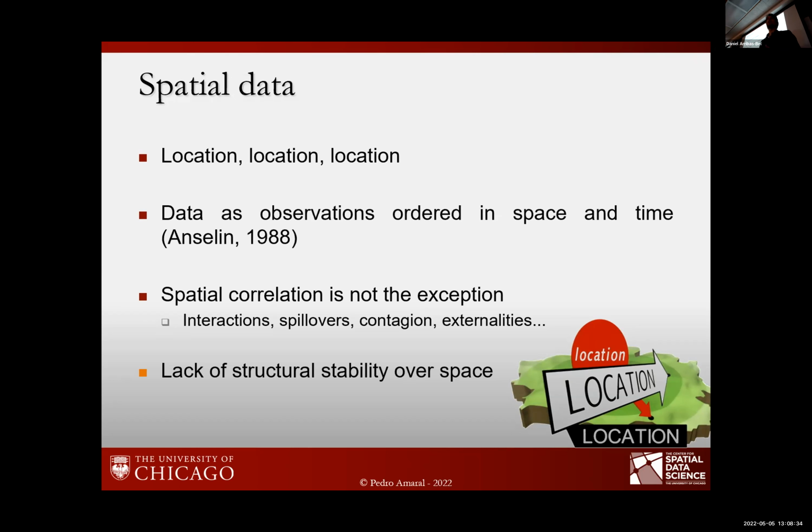It's usually the norm. What we have is that near things are more related to each other than things that are farther away. So since we have this relationship going on, if we are dealing with social interactions or spillovers or contagion or whatever type of spatial interaction that we think of, we need to take this into account because it will not be just another layer of information. It's usually something that is shaping the information that we see.